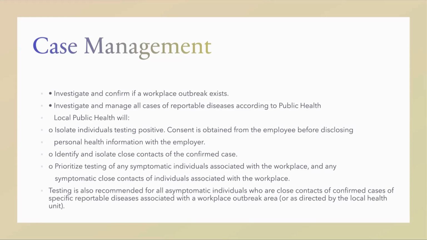So push come to shove, if we're dealing with something else that isn't COVID, influenza or RSV, but some other organism or disease, we know that if this person was close to our confirmed case, maybe they need to get isolated. So that's what case management does, and contact tracing helps out as well. It prioritizes testing of any symptomatic individuals associated with the workplace and any symptomatic close contacts of an individual associated with the workplace as well. And then testing is also recommended for all asymptomatic individuals who are close contacts of confirmed cases.